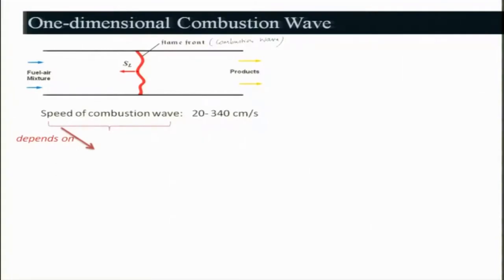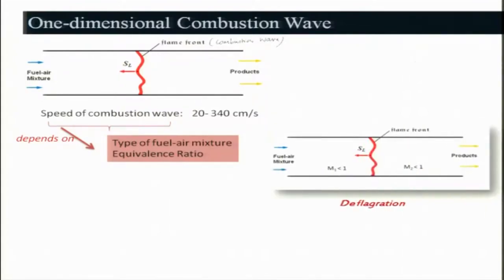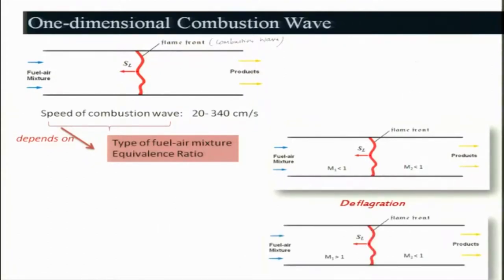As I told, the combustion wave will have a certain speed with which it will be traveling towards the fuel air mixtures, and it depends on the type of fuel air mixtures and also the equivalence ratio. In case of deflagration, we have seen that if the speed of the combustion wave is subsonic, we call it a deflagration, and if it is greater than the sonic speed, then we call it a detonation.